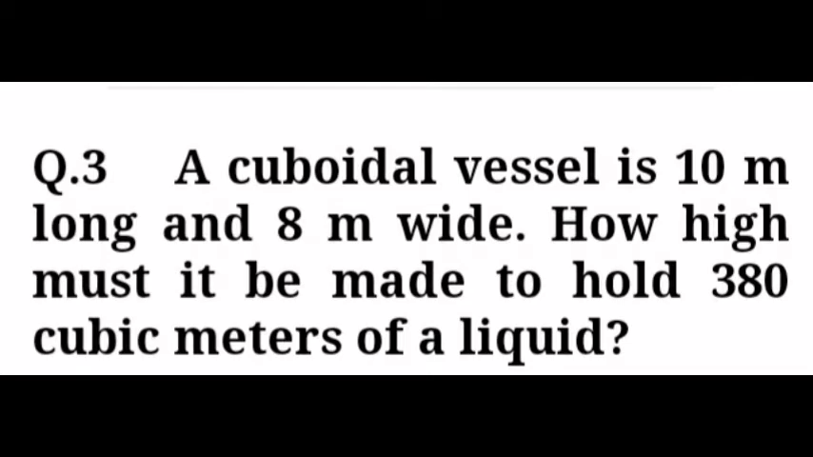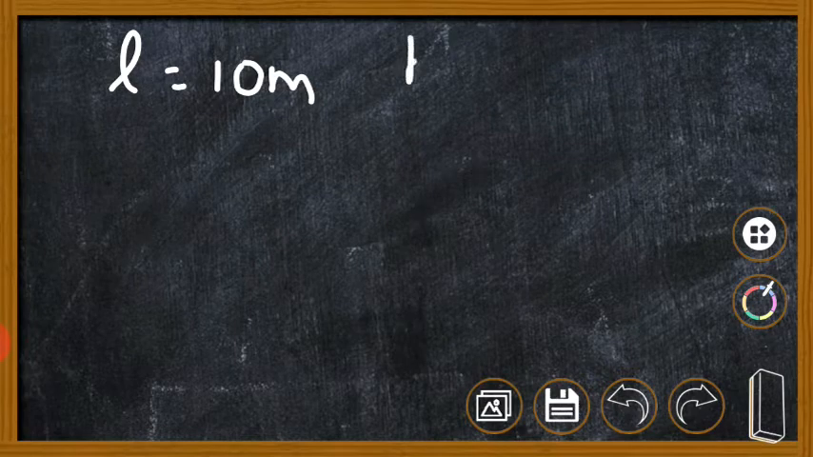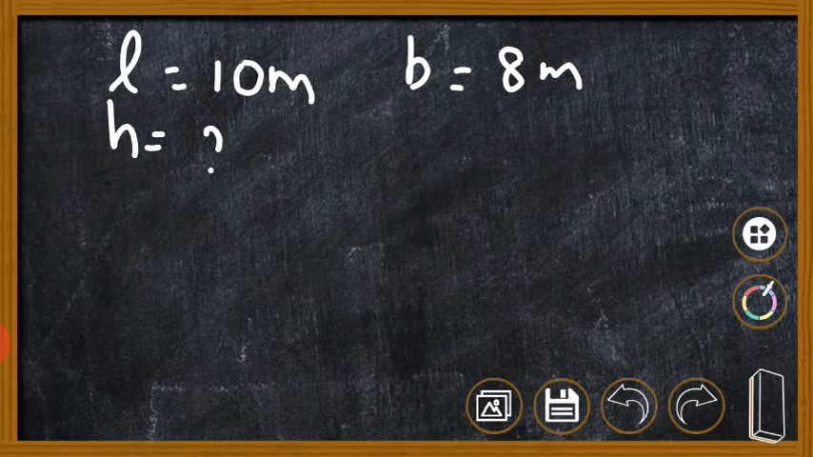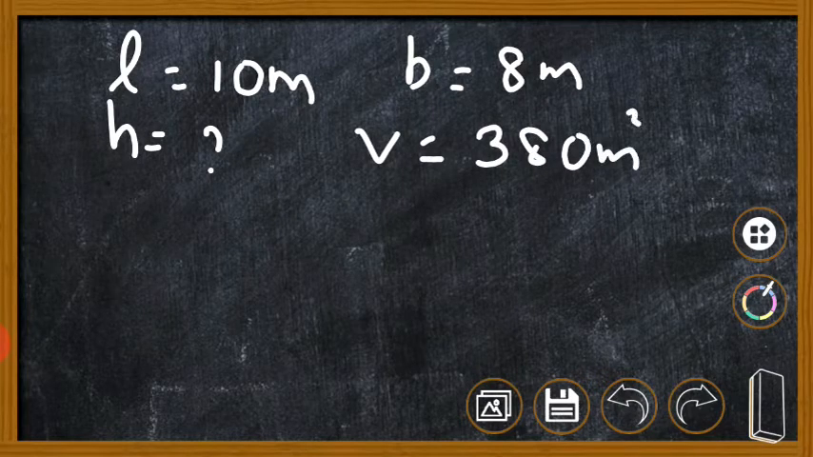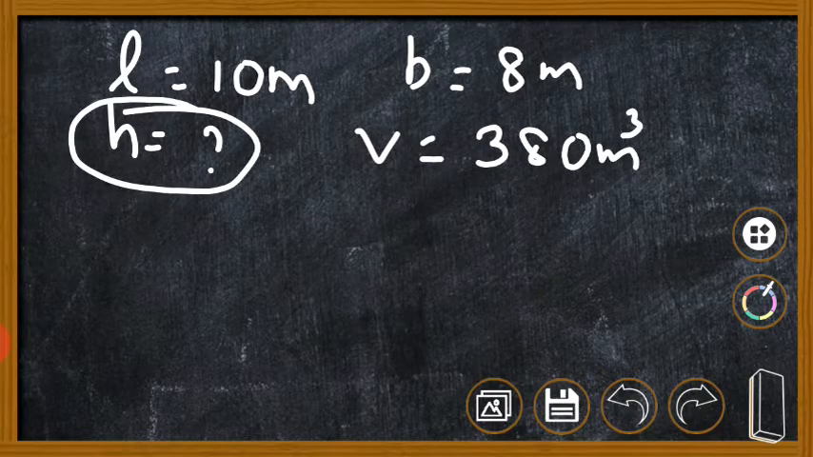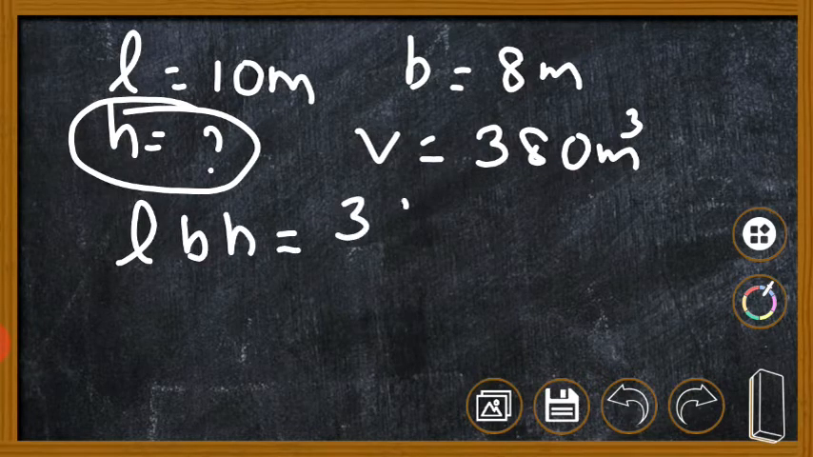A cuboidal vessel is 10 meter long and 8 meter wide. How high must it be made to hold 380 cubic meters of a liquid? It is given that the cuboidal vessel is 10 meter long, that means L is equal to 10 meter and width is 8 meter, so B is equal to 8 meter. Here H is not given, but instead the volume is given. Volume is equal to 380 meter cube. So we have to calculate the value of H. What is the formula? LBH. So LBH is equal to 380.